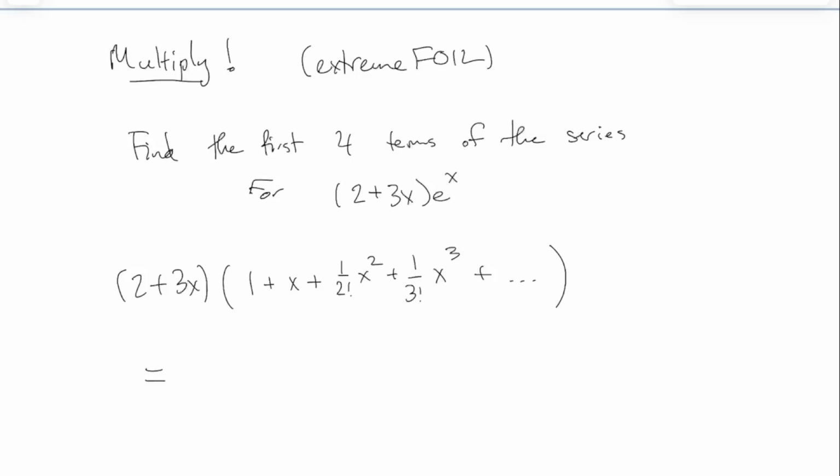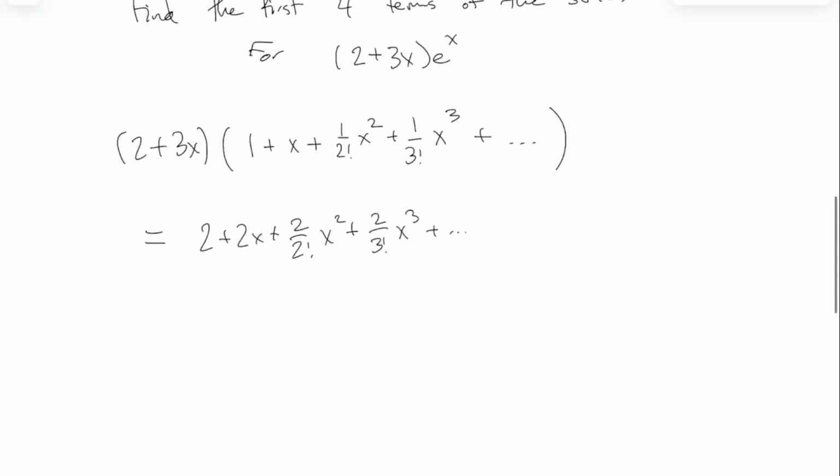I'm going to multiply everything through by 2 first. So this will say 2 plus 2x plus, actually that's 2 over 2 factorial. 2 factorial is 2, and so that's just going to cancel. 2 over 3 factorial x cubed plus dot dot dot. That's what you get from multiplying through the 2. And what's inside the dots, this is important, these are all degree greater than or equal to 4, right?